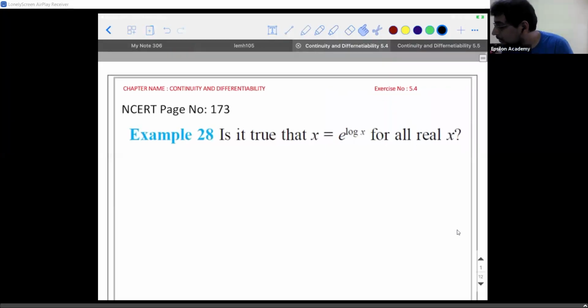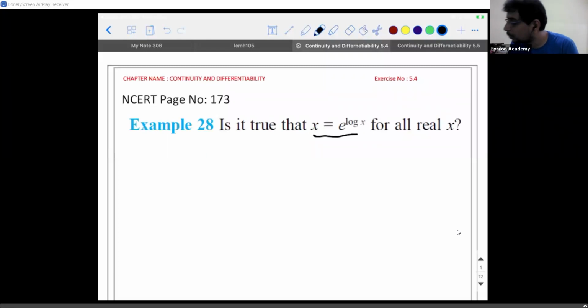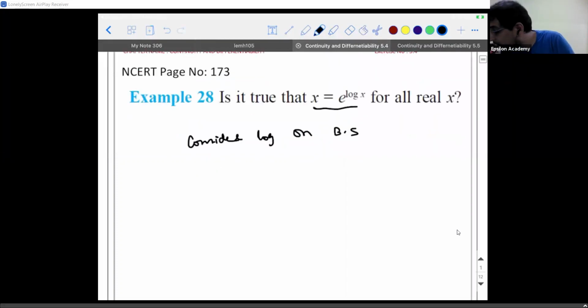Is it true that x is equal to e power log x for all values of x? For solving this problem, what we need to do is consider log on both sides. When I consider log base e on both sides, log x base e is equal to log of e power log x, base e.